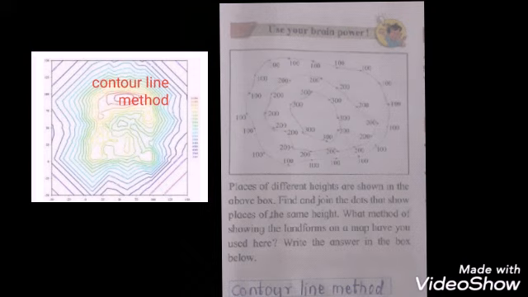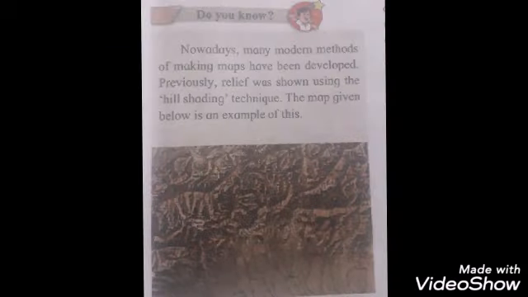Next, do you know nowadays many modern methods of making maps have been developed. Previously, relief was shown using the hill shading technique. The map given below is an example of this. See, in this map, you can find small lines, dots, and some numbers. This is called the hill shading technique.